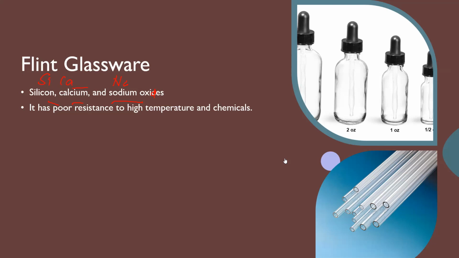Now, aside from that, take note that it has a poor resistance to high temperature and chemicals. Usually, we are just using Flint glassware for storing reagents for short periods. If you are familiar with this bottle, usually you're seeing this bottle for ABO, for anti-sera. Anti-sera is the reagent used for blood typing procedures. So these are their containers, a Flint glassware.